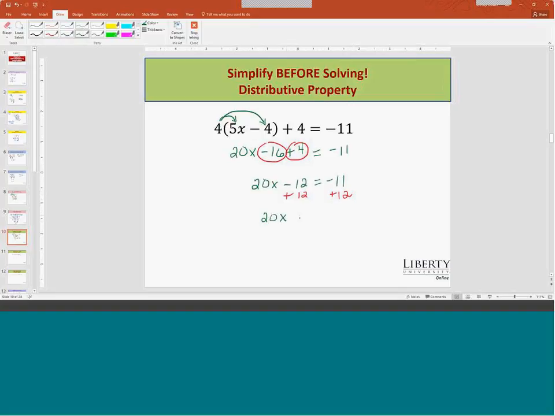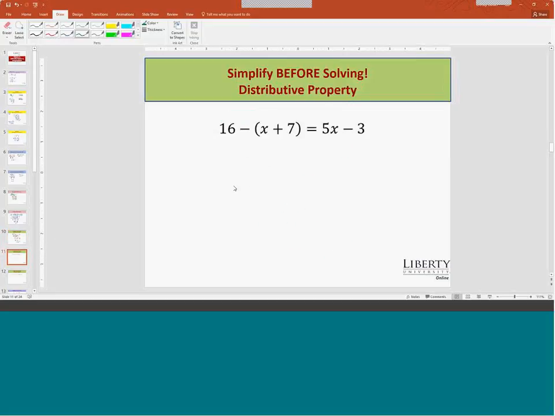20x is equal to 1. Since x is multiplied by 20, we divide both sides by 20, giving a nice fraction as a result. x is equal to 1/20. Yes.